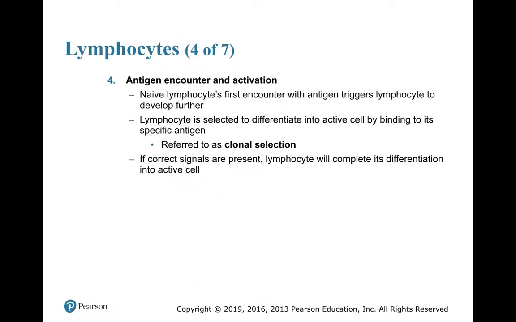When they encounter their antigen, they will become activated. So a naive lymphocyte's first encounter triggers that lymphocyte to develop further. That lymphocyte is selected. It differentiates into an active cell binding to its specific antigen, and this process is called clonal selection. So you're selecting the clone of B cells or T cells that responds to a specific antigenic determinant on an antigen it sees. If those signals are present, the lymphocyte completes its differentiation into an active cell.